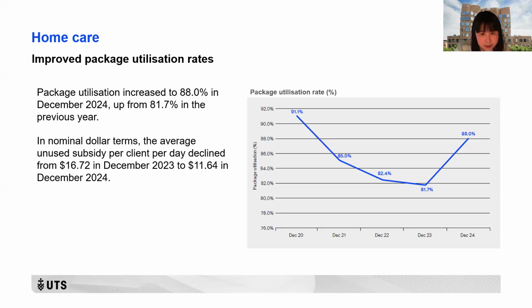also utilizing more services. In nominal terms, the average unused subsidy per client per day fell from $16.72 in December 2023 to $11.64 in December 2024. This increase in package utilization is likely to have been driven by providers lifting service prices after package subsidy rates were increased to fund the Fair Work Commission aged care work case. Now, I will hand over to Nicole for a reflection on the home care performance.